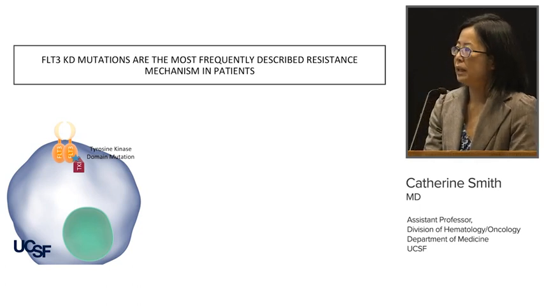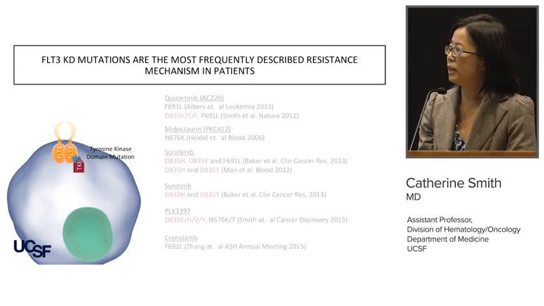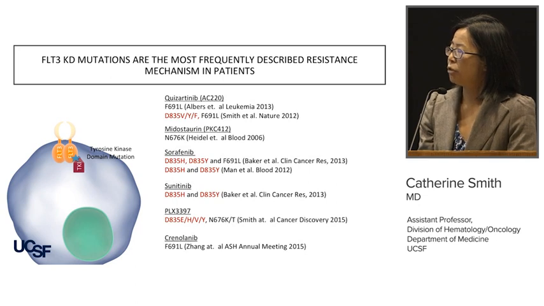Unfortunately, they have all been limited by the development of resistance, and this has largely been due to on-target mutations in the tyrosine kinase domain. So this shows a variety of FLT3 inhibitors that have come into clinical development over the years that have shown some activity as monotherapy, and all of them have been associated with resistance due to on-target secondary mutations within the FLT3 kinase domain that impair drug binding. And you'll notice that the most common of these are actually secondary mutations that occur at that activation loop residue D835.